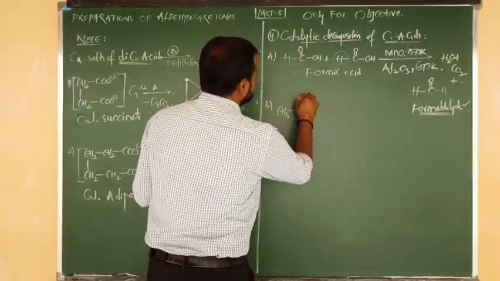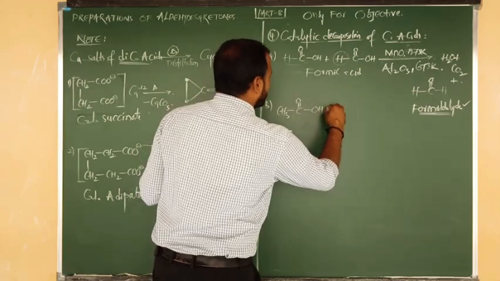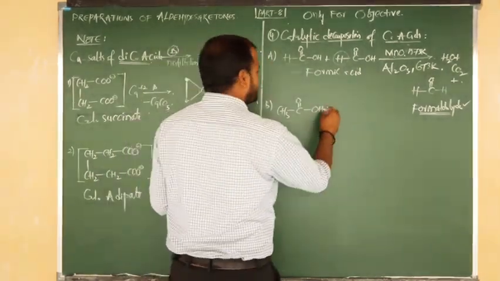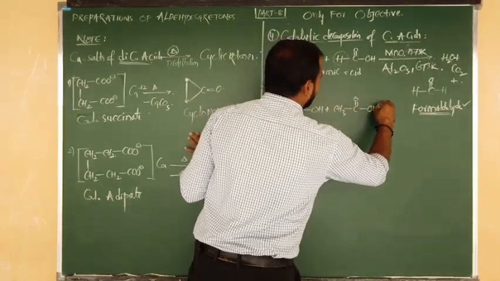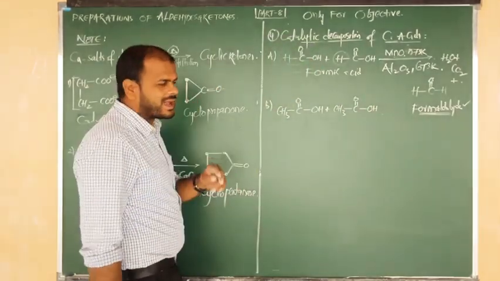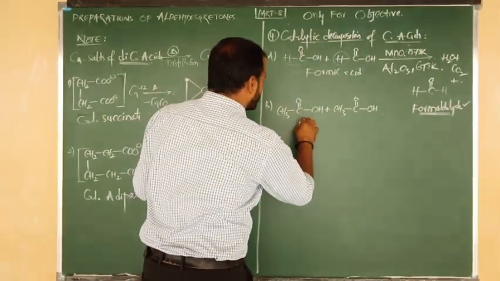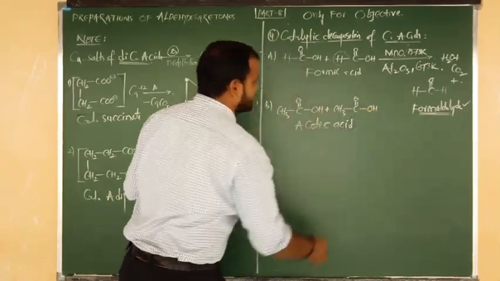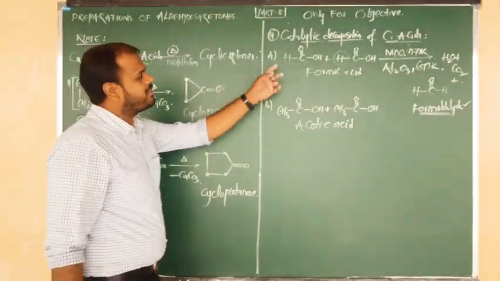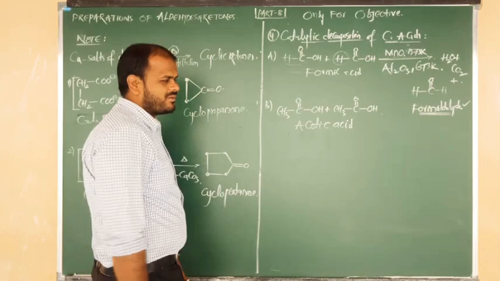CH3 bonded to C double bond O bonded to OH. Again I am going to write CH3 bonded to C double bond O bonded to OH. So how many moles of carboxylic acid? 2 moles. So 2 moles of carboxylic acid, also called ethanoic acid, otherwise acetic acid. Here 2 moles of formic acid, here 2 moles of acetic acid.